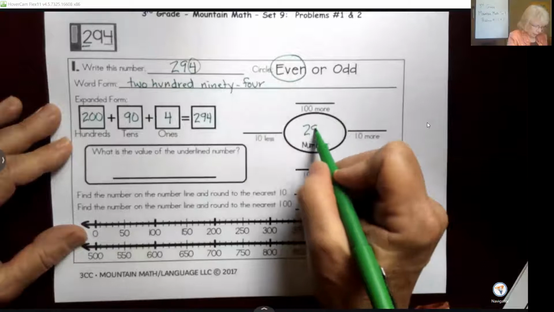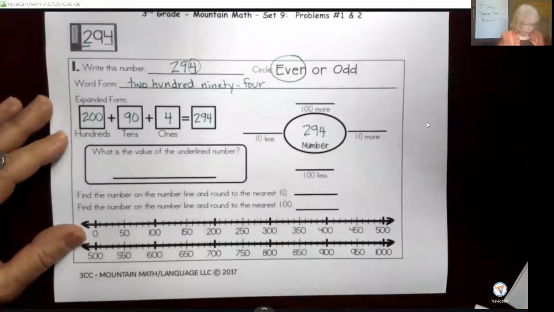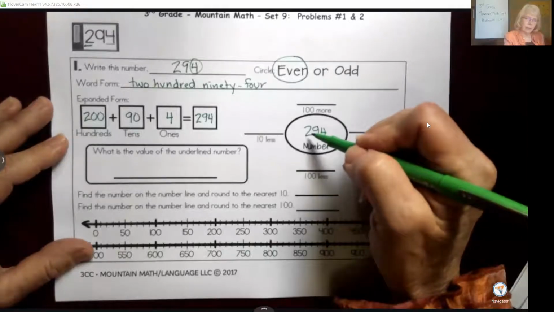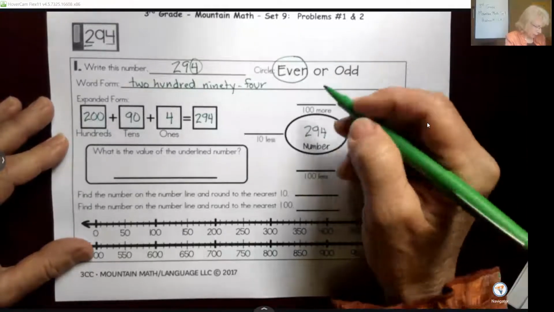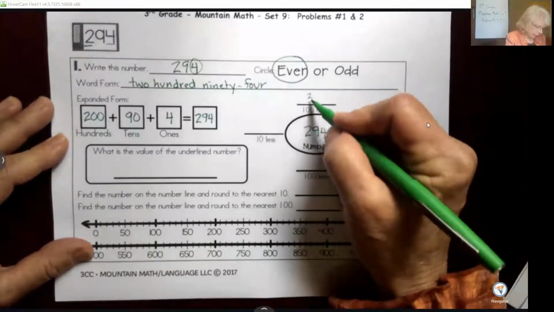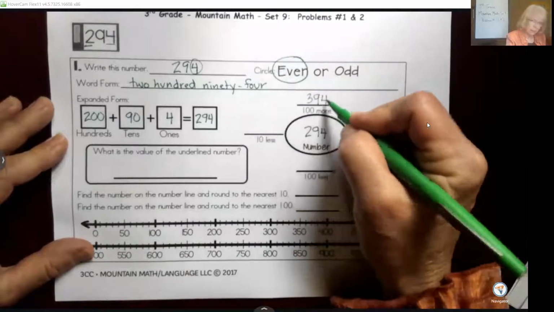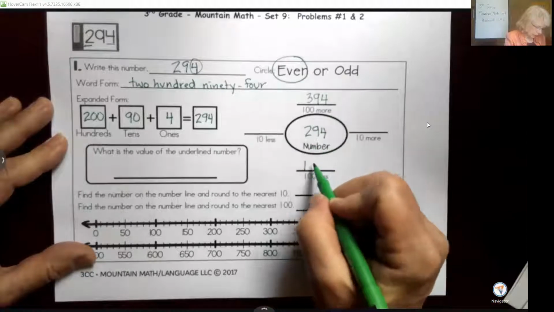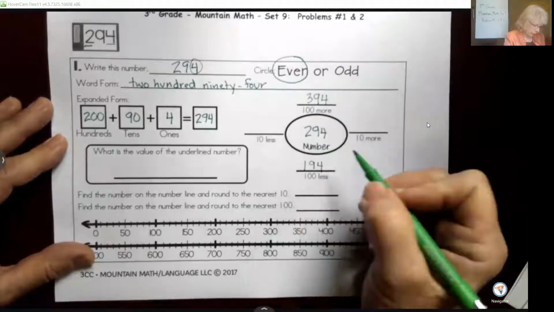We're going to put our number here and we're going to do 100 more. We're going to go to the hundreds place, add 1 more for 100 more and get 394. Go down, do 100 less. 1 less than 2 is 1, so get 194.